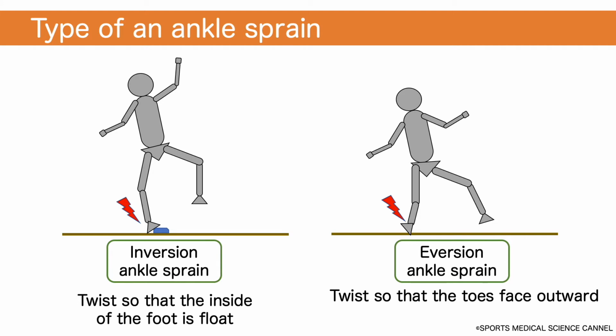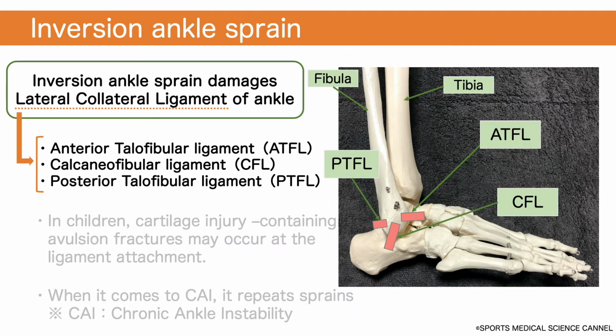First, let's take a closer look at the inversion ankle sprain. The inversion ankle sprain often damages the lateral collateral ligament of the ankle, which is the ligament located on the lateral side of the ankle. Look at the photo of the foot on the right side of the slide. This is the view of the right foot from the lateral side.